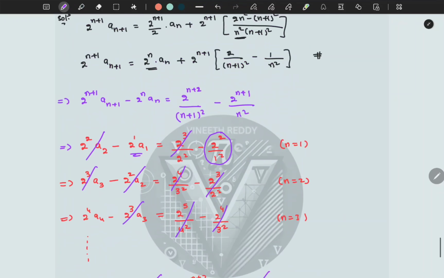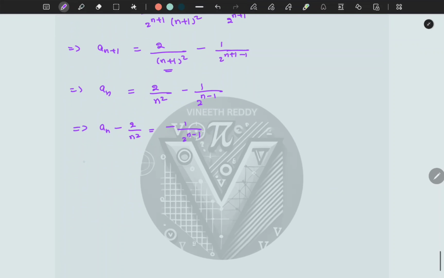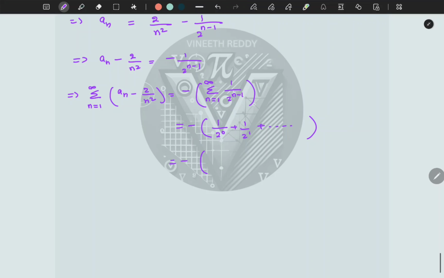So we want summation n equals 1 to infinity. Acha, so let me apply summation n equals 1 to infinity. So we get negative of summation n equals 1 to infinity 1 by 2 raised to the power n minus 1. Acha, this is an infinite GP. The first term will be 1 by 2 power 0, the second term will be 1 by 2 power 1, and so on. Common ratio is 1 by 2, which is definitely less than 1. That means the sum will exist.